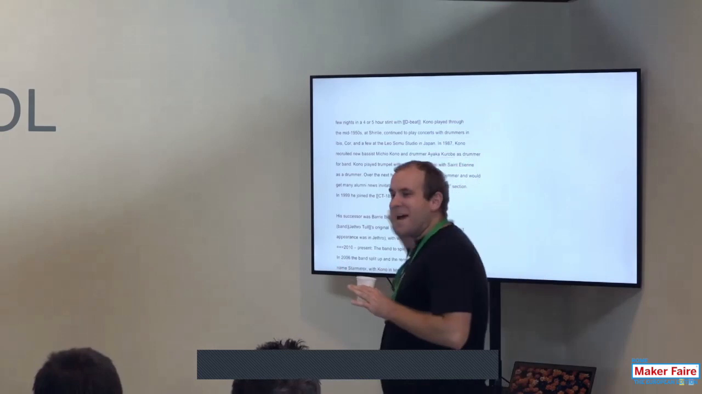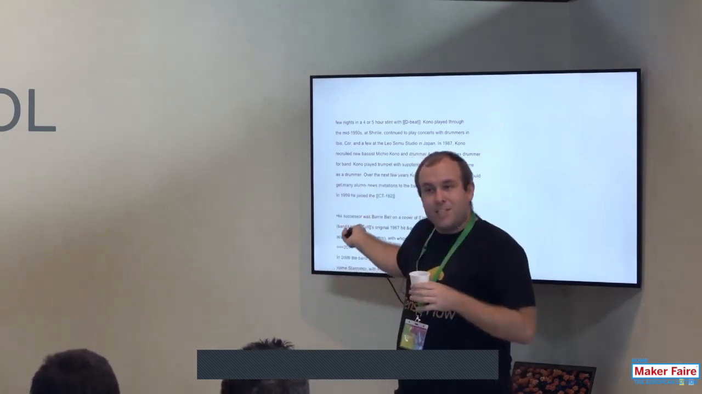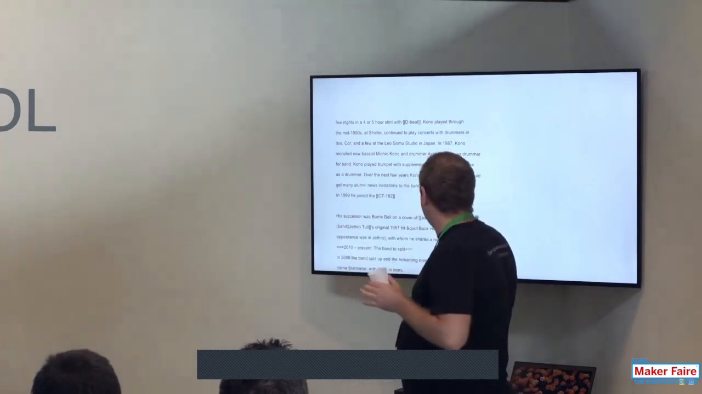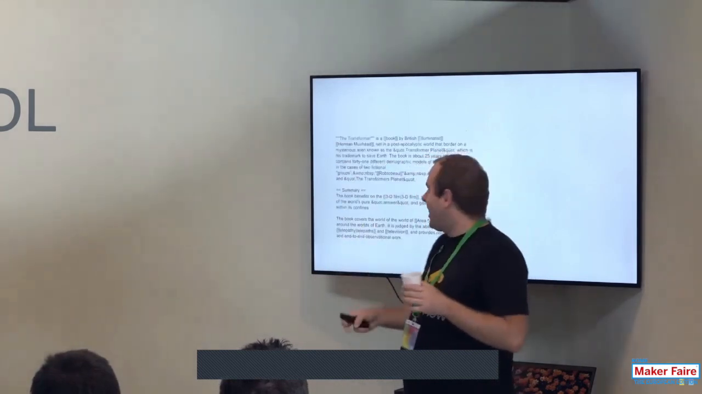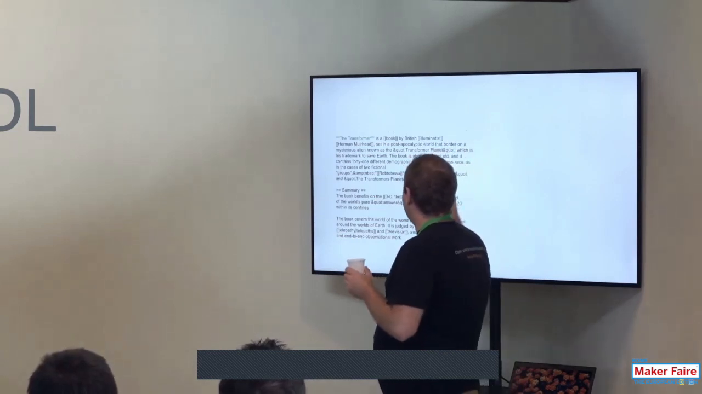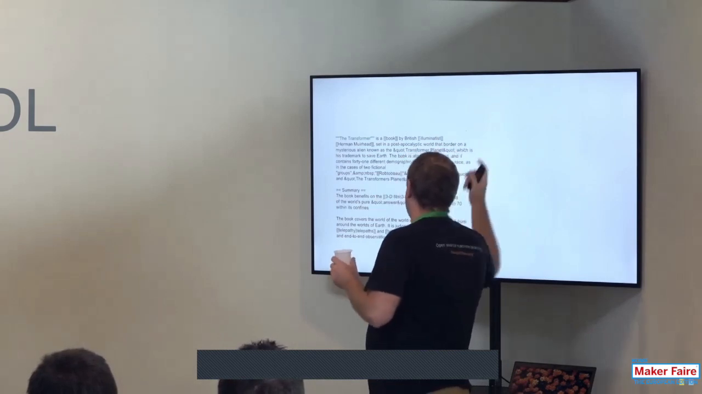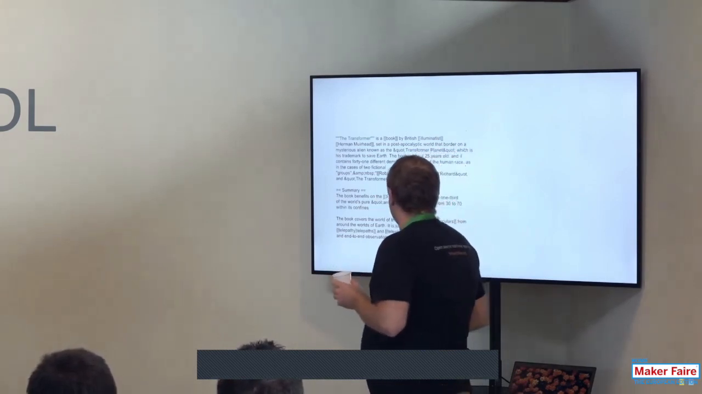So this is totally made up by a language model. And, well, this is not a hand-picked example. It's just sampled from a distribution. So you sample again, and you have another thing. The Transformer is a book by British Illuminatist Herman Muirhead, set in a post-apocalyptic world that borders on a mysterious alien known as the Transformer Planet. Well, it should have a different name.